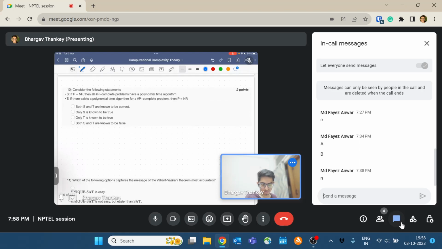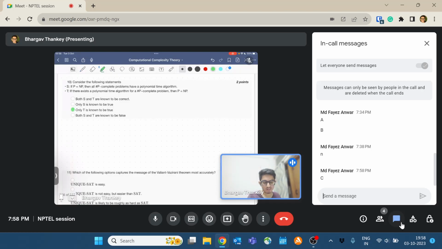Let's look at this. The problem is, consider the following statements. If P equals NP, then all sharp P complete problems have a polynomial time algorithm. That's option P, and the second statement is, if there exists a polynomial time algorithm for a sharp P complete problem, then P equals NP. And which of these are correct? Both, only P, only T, and both are known to be false. Yeah, so only T is known to be correct.